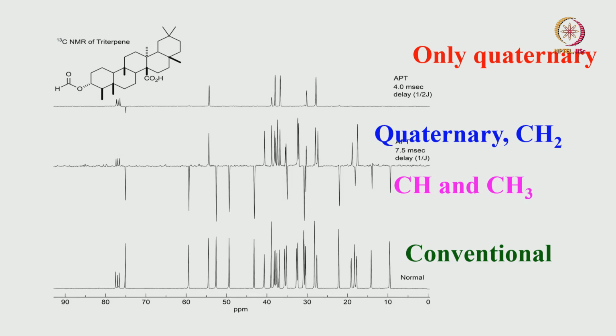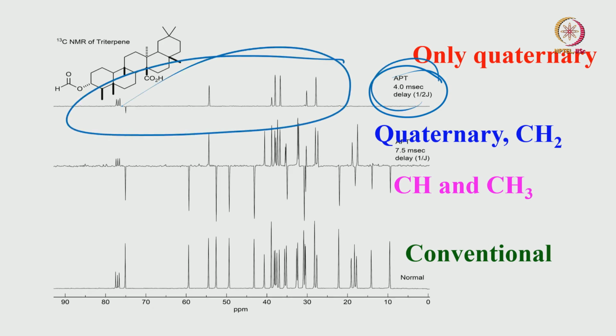And this is an example of a molecule, a triterpene. You see, when the delay is equal to 1 over 2J, what do you expect? I showed you that at 1 over 2J, all the 3 carbons are 0: all the CH, CH2, CH3, but quaternary is not 0. So if you set the delay equal to 1 over 2J in the attached proton test, you are only going to see carbons not attached to any protons, including the CDCl3 solvent.